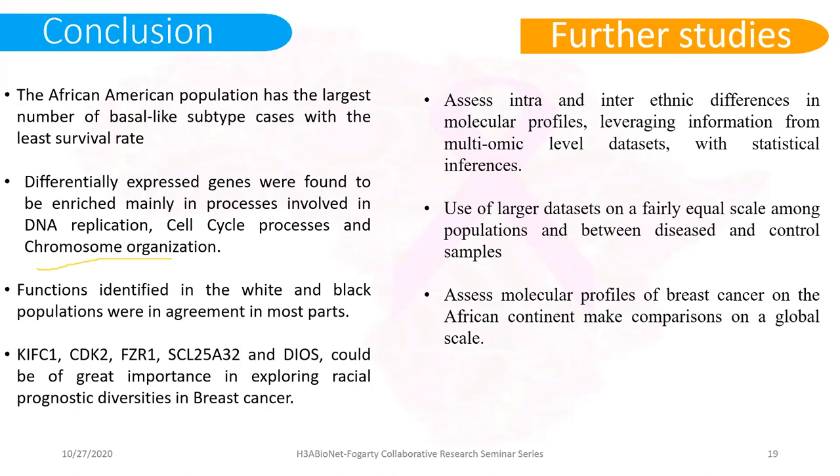For this study, we identified the KIPC1, CDK2, SCR1, SLC25A32, and DIOS genes could be of great importance in exploring racial prognostic diversities in breast cancer. Thus, in further studies, we will seek to investigate further the significance of these genes to prognosis among the races.